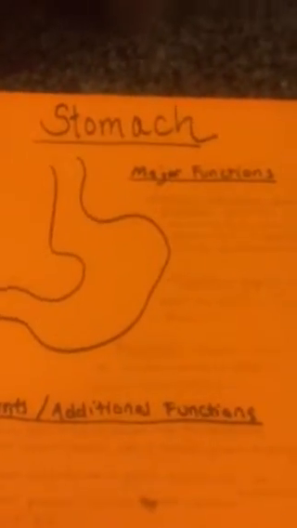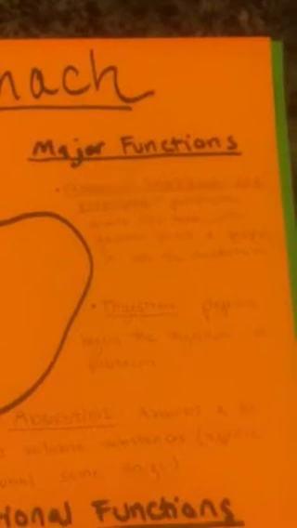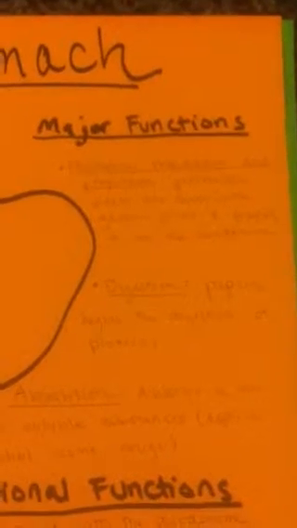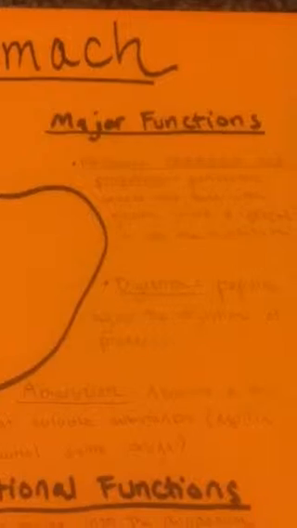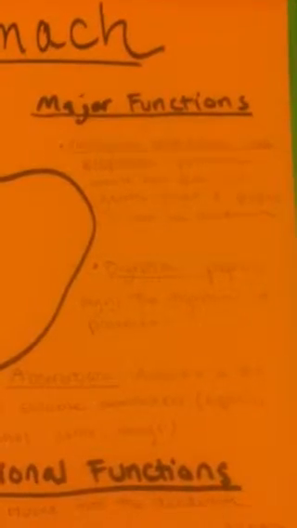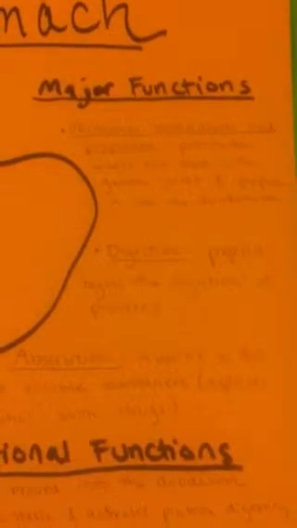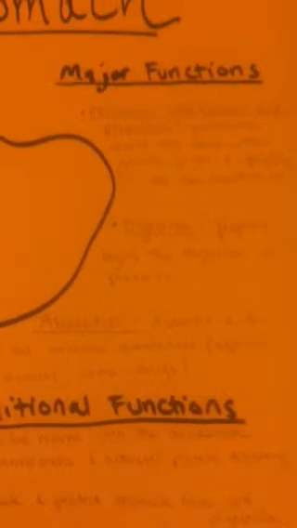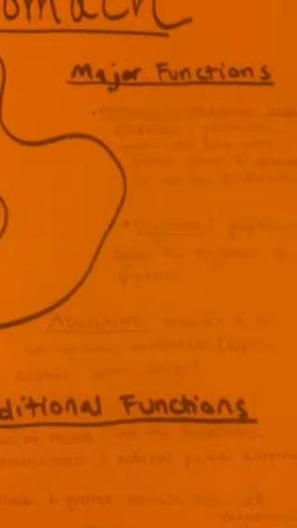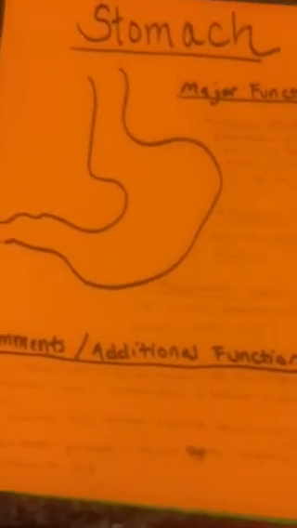The stomach. The major functions are mechanical breakdown and propulsion. Peristaltic waves mix food with gastric juices and propel it into the duodenum. Digestion. Pepsin begins the digestion of proteins. Absorption. It absorbs a few fat-soluble substances such as aspirin, alcohol, and some drugs.